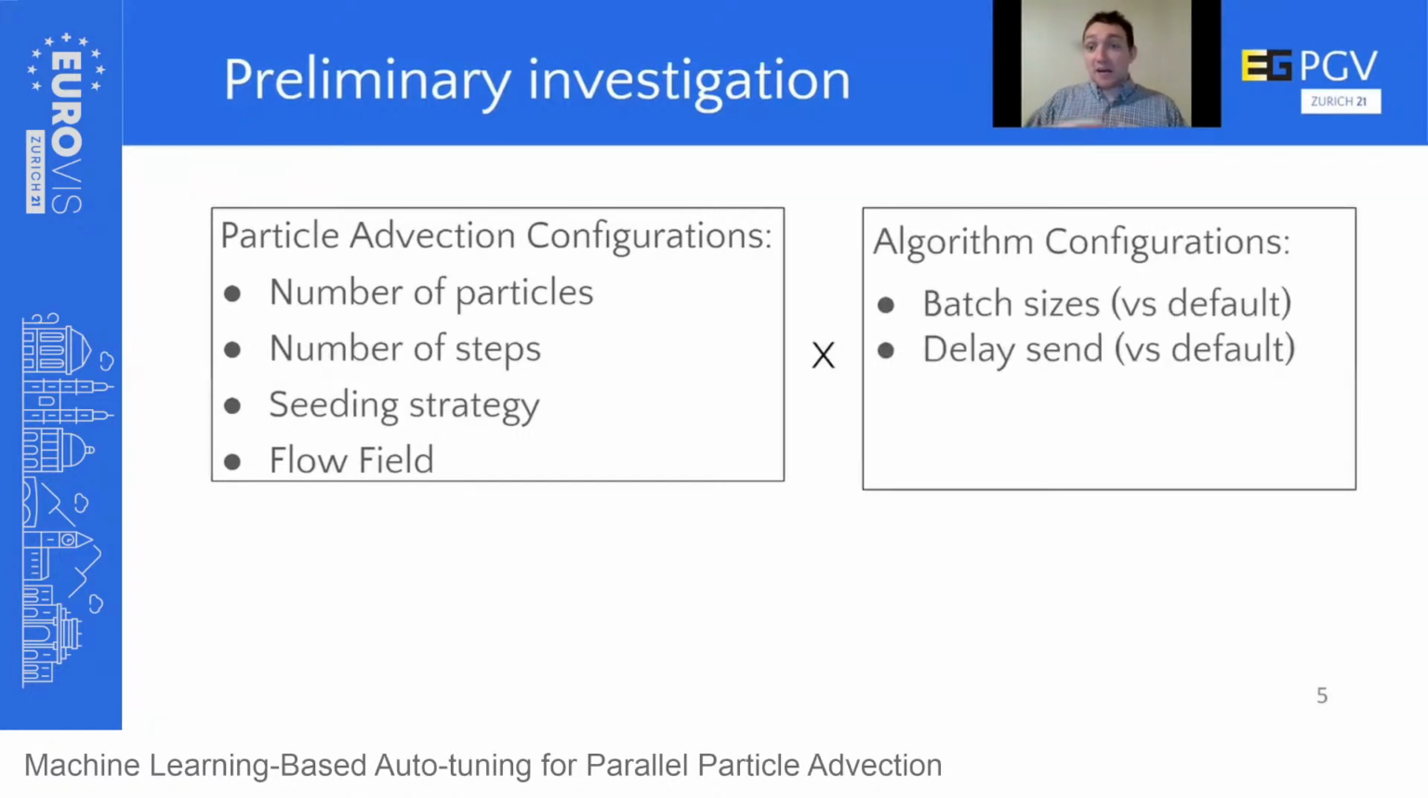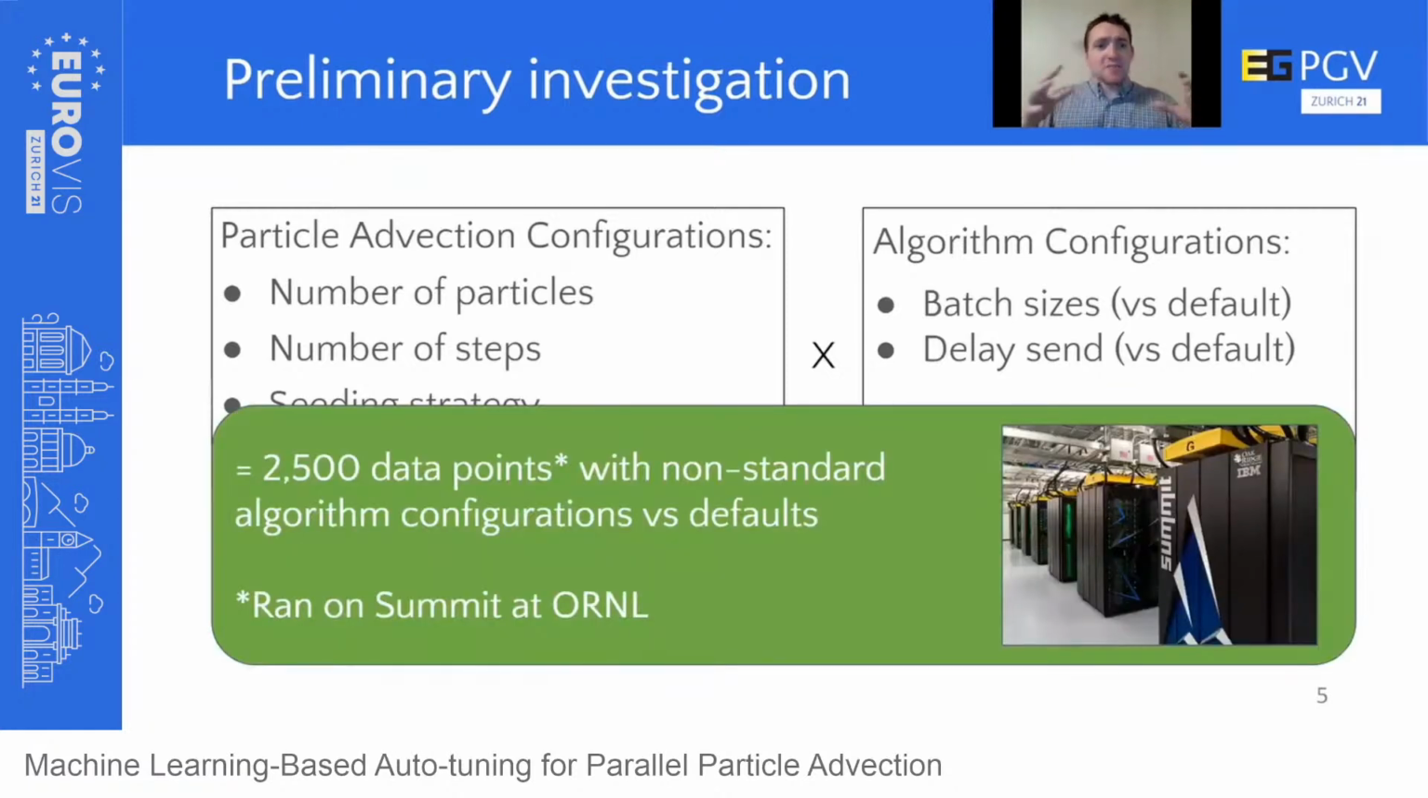So we then also did a cross product with a number of algorithm configurations, whether we're going to use this delay send, or delay sending of messages at once, and then a number of batch sizes for work that we could put on our GPUs. The result of doing this is that we came up with a set of about 2,500 data points where we were able to say what's happening with our non-default configurations, and then compare them at the same time with the default settings for this Parallelize-Over-Data algorithm.